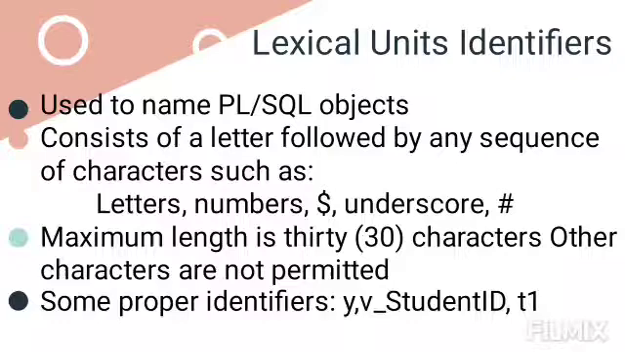Identifier. What is an identifier? All are familiar with the words identifier, reserved keyword, etc. An identifier is like a variable name or function name. It is the name of a PLSQL object. It consists of a letter followed by a sequence of letters, numbers, underscore, hash, dollar, etc. The naming convention of a PLSQL identifier is the same as in C or Java. Maximum length is 30 characters. Other characters are not permitted. Examples of identifiers are Y, T1, T2, V underscore student ID, etc.